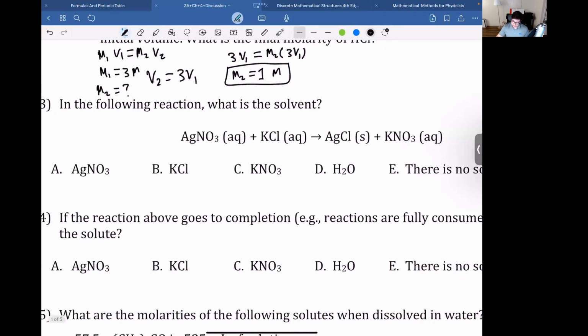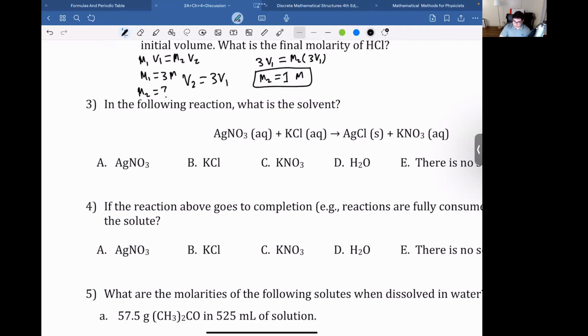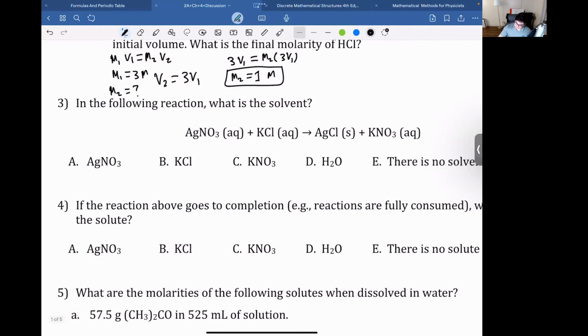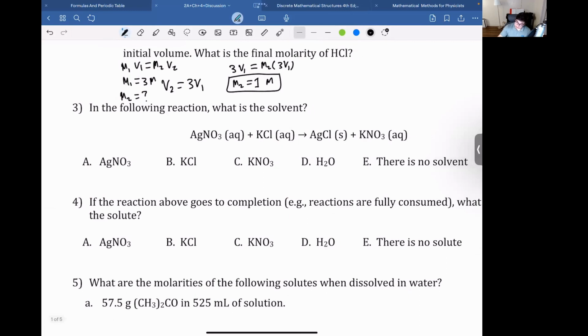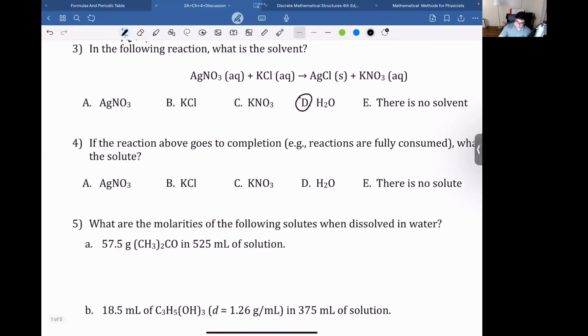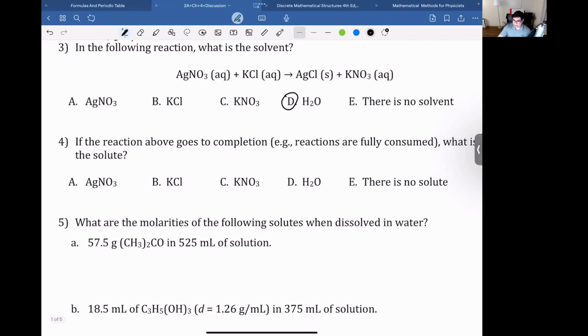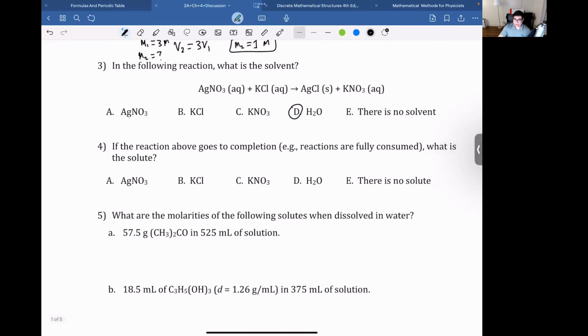Question 3 says, in the following reaction, what is the solvent? Well, they're all aqueous, so the solvent is water. Again, if you see anything aqueous, you assume it's being done in water. If the reaction above goes to completion, or the reactants are fully consumed, what is the solute?